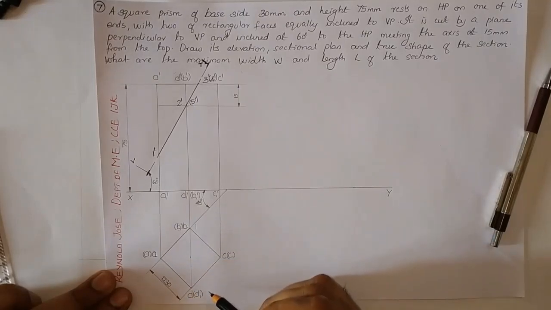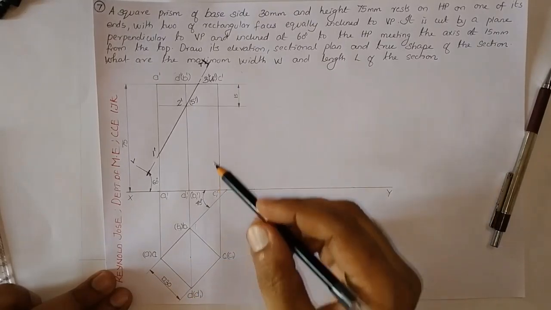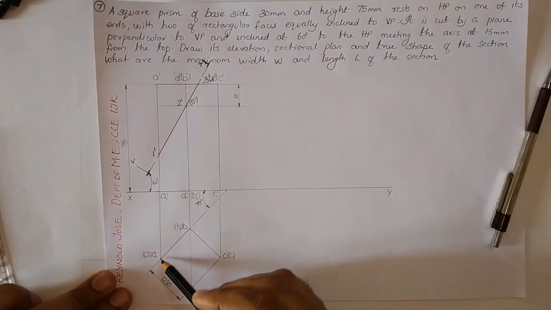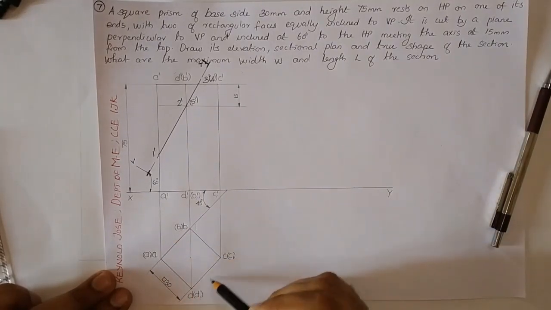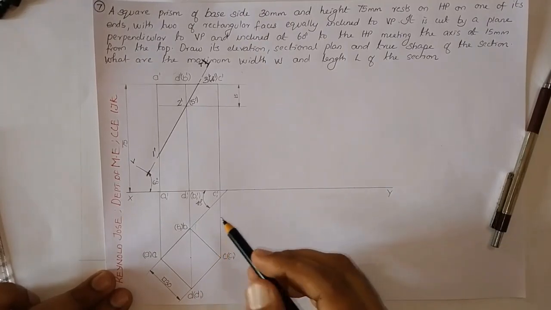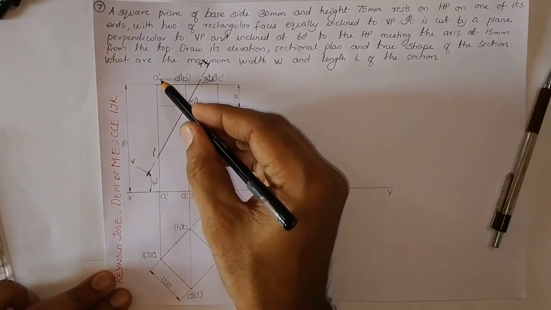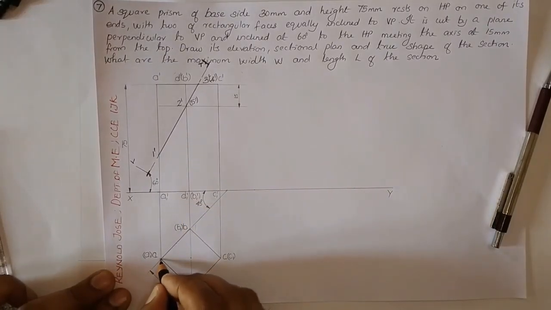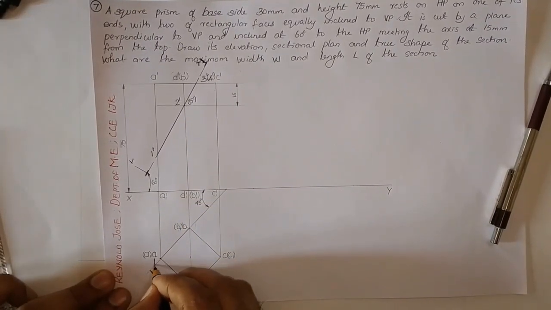Usually for prisms and cylinders, when you are transferring the cutting points from the front view to the top view, these points will be along the outline of the top view. Now let us transfer it one by one. So 1 is on A dash A1 dash. So this is A1. So here we will be having point 1.